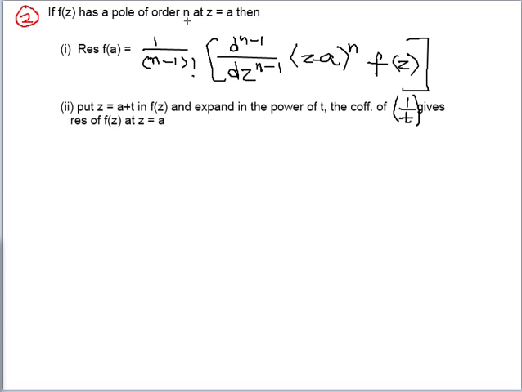If the order is 2, you have to differentiate 1 time. If the order of the pole is 3, you have to differentiate it 2 times. The formula involves (z minus a) to the power n times f(z).